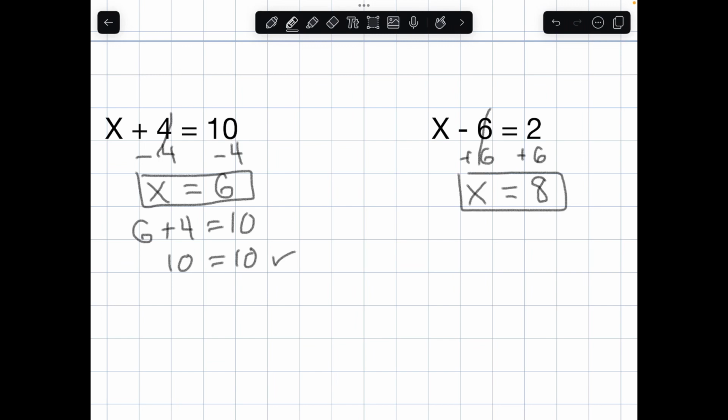Let me double check my answer. I plugged 8 into the original equation. 8 minus 6 equals 2. 8 minus 6 really is 2, so I have 2 equals 2, which means we did it correctly.